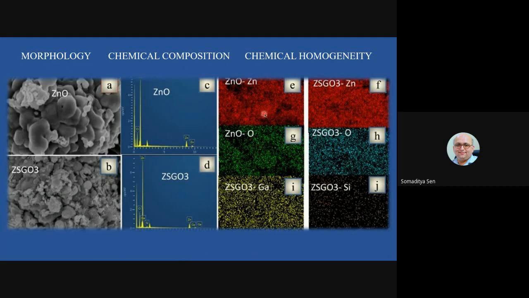And similarly, wherever the zinc is maximum, oxygen is maximum. So this confirms that zinc and oxygen are equally distributed. Now, in the case of a dopant, this provides very good information. Is the gallium uniformly distributed? Is the silicon uniformly distributed? Yes. So this is the benefit of doing EDX using a FESEM setup.